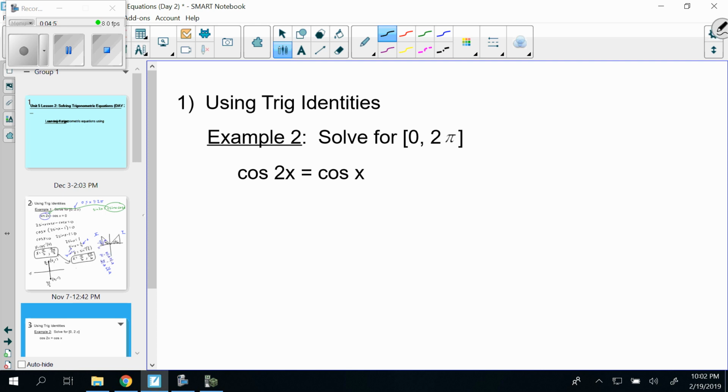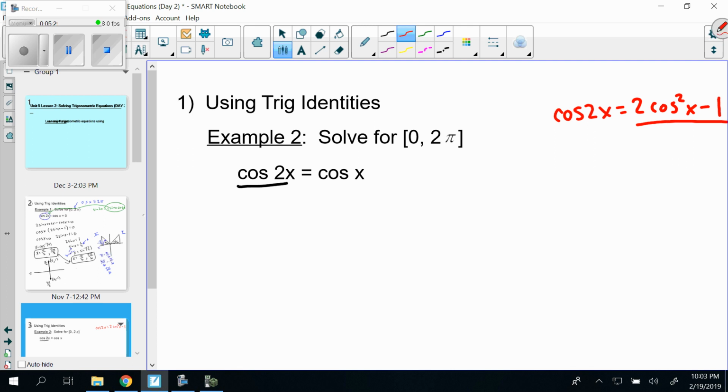Again, they want us here to solve for all the x values between 0 and 2 pi. We again want to look at this double angle here and come up with something else we can put in, because solving with cosine equals 2x and x is difficult to do. Well, we have a trig identity from our double angle sheet that says cosine 2x is equal to 2 cosine squared x minus 1.